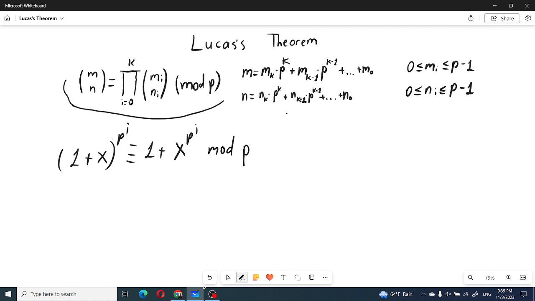(1 plus x) to the p to the i equals 1 plus x to the p to the i modulo p. To prove this, we need to use the fact that p to the i factorial over k factorial times (p to the i minus k) factorial, this number is always divisible by p. We can prove this by v_p of p factorial.